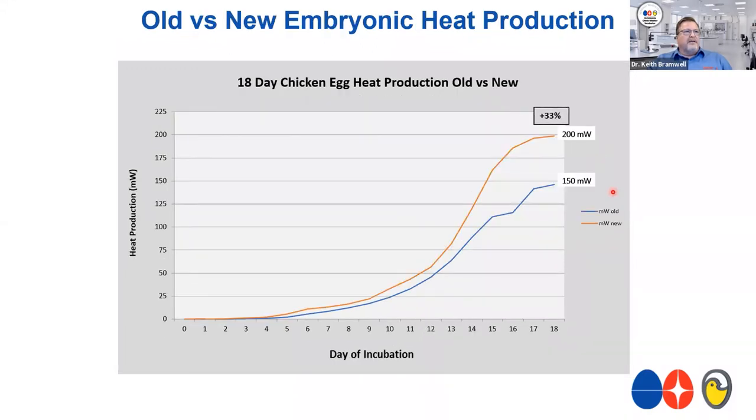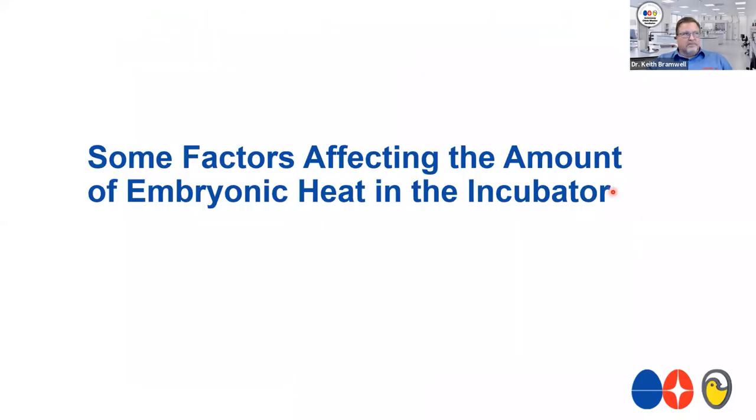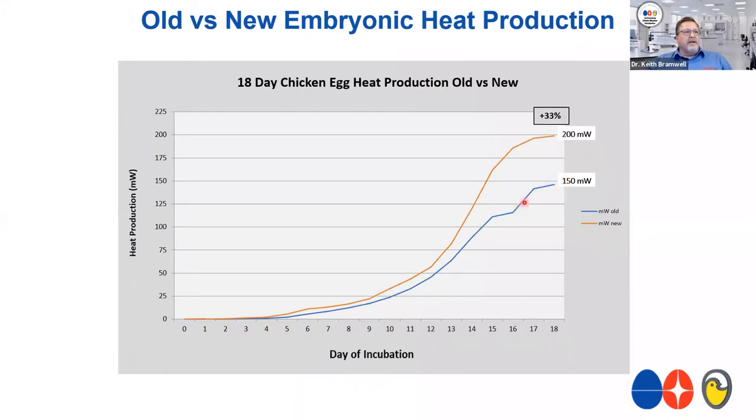So in 1979, we had these embryos producing about 150 milliwatts, and in 2009, 33% more heat produced by the embryos in that period of time. So has our equipment changed in there? Yes, we have better equipment, but do we still have incubators and equipment out in the field working that were pre-1979? Yes, we have a lot of it.